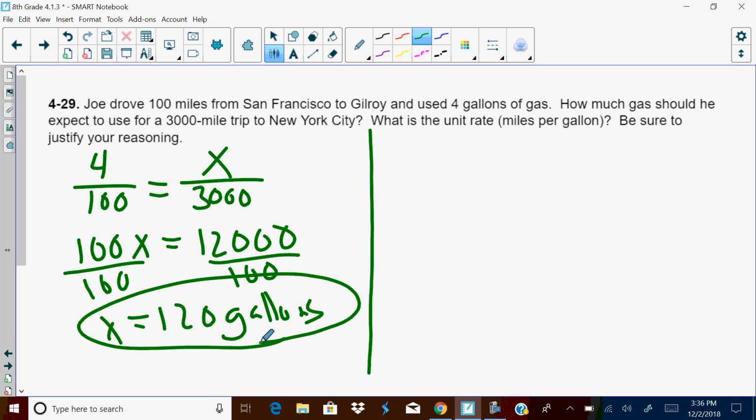And then it also said, what's the unit rate, the miles per gallon? So it was 100 miles divided by 4, so it equals 25 miles per gallon.